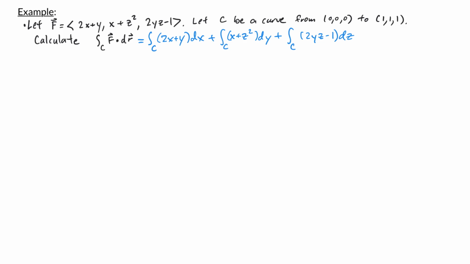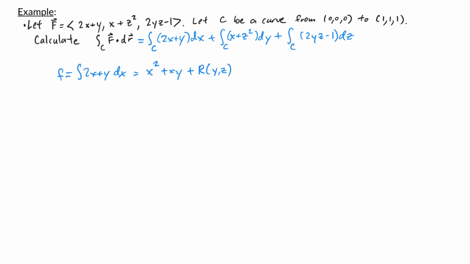So first I'm going to integrate the x component of the vector field with respect to x and set that equal to f. When I integrate that, I get x squared plus xy plus a constant. But since y's and z's are constants when I'm integrating with respect to x, my constant here at the end could involve y's and z's.